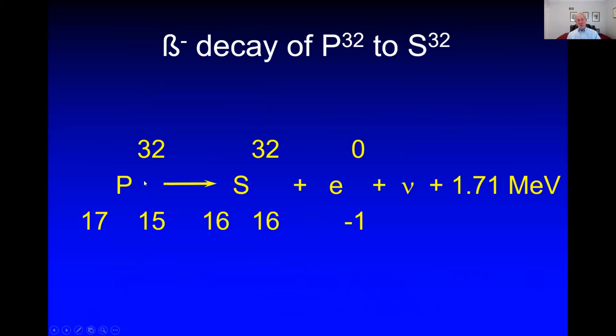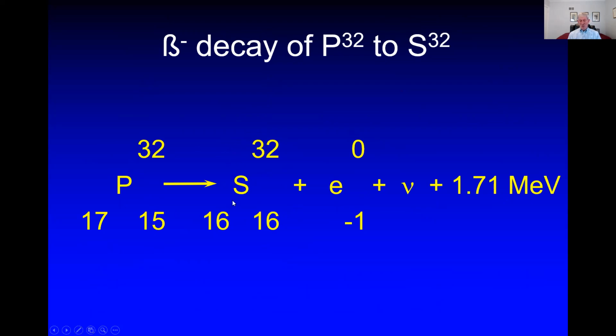Now, here's a real world example. P32 is a very potent beta minus emitter. It decays to stable sulfur 32. Look at this. 15 went to 16. Z number increased by 1. It emitted these two. They shared 1.71 million electron volts. The atomic mass remained the same.